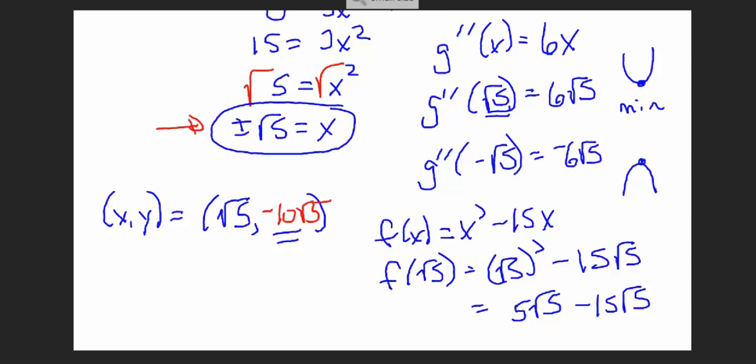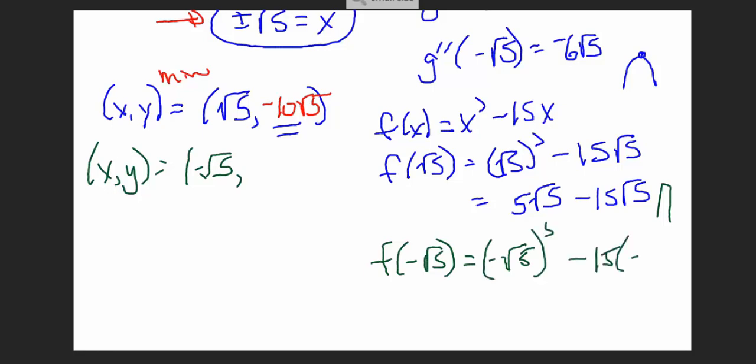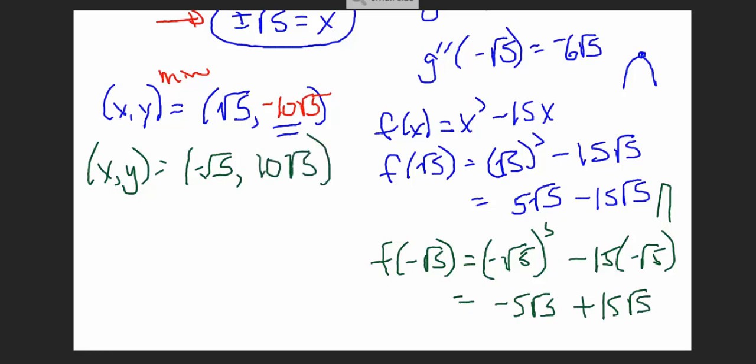That's the positive x value, so that's going to be the relative min. And then in like manner, when we do the other one, when we have negative square root of 5, we would have f of negative square root of 5. We cube negative square root of 5, and then minus 15 times negative square root of 5. That's going to be negative 5 square root of 5. That's going to be plus 15 square root of 5. So that's going to be positive 10 square roots of 5.